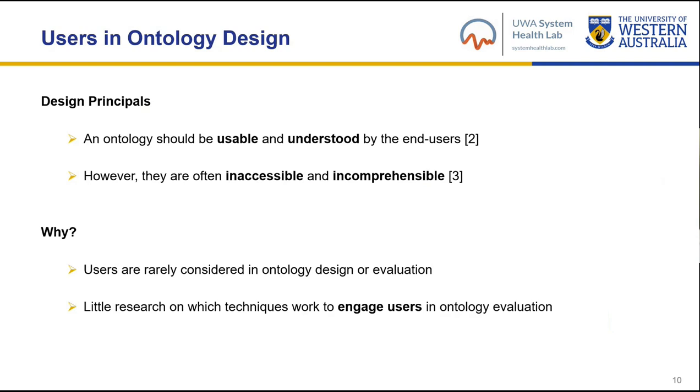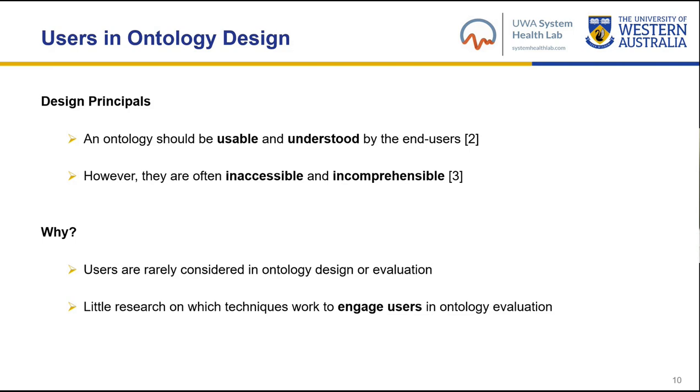But for an ontology to be successful, it is imperative that it is usable and understood by the end users. A building ontology, for example, should contain all the information an engineer needs to perform day-to-day operations, as well as represent this information in a way that the engineer understands. However, research suggests that ontologies are often inaccessible and incomprehensible to their end users, and this has been recognized as a barrier to the uptake of ontologies by real users outside of academia.